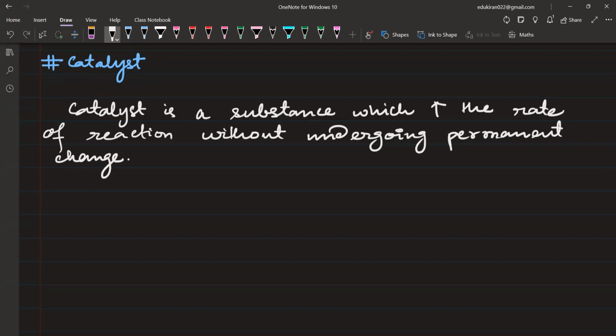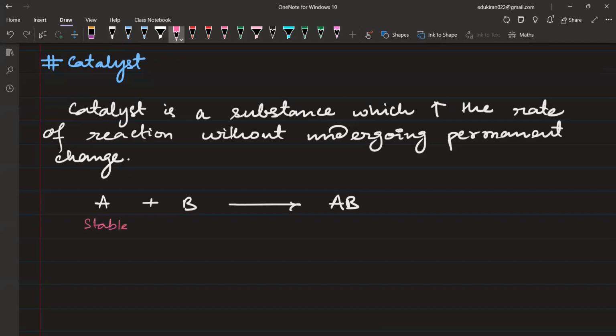Without undergoing permanent change. Okay. Now please listen, don't write anything. ध्यान सुनिएगा. Let us suppose we are having A and B. ठीक है, इससे मिलके आपको देना है एक प्रोडक्ट. The product is AB.